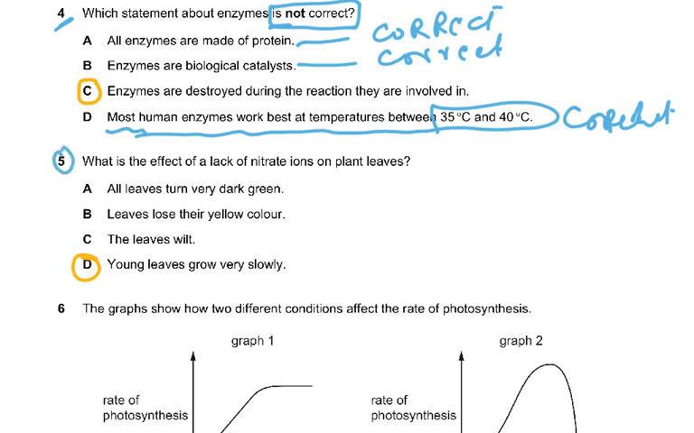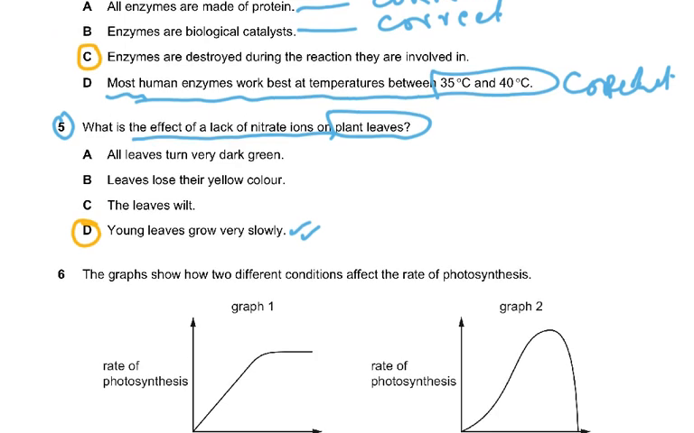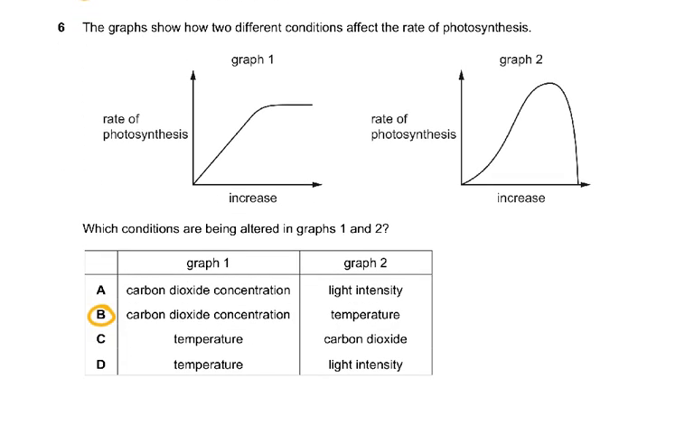Now 5. What is the effect of a lack of nitrate ions on plant leaves? All leaves turn very dark green, leaves lose their yellow color, the leaves wilt, young leaves grow very slowly. So we have to understand that this would be the answer. Young leaves grow very slowly because lack of nitrate means less amino acids, less proteins, so less growth. Because how will you add new cells? New cells need enzymes. Then question 6.